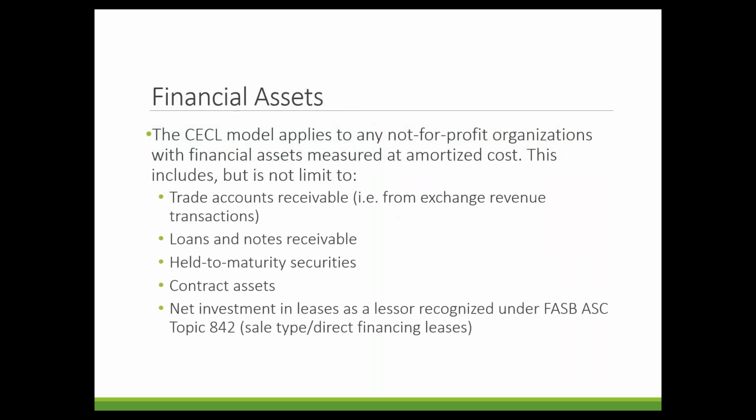So now let's look at the scope of this new standard. We already discussed that trade accounts receivable is an example, but outside of that, what exactly is a financial asset? And what's within the scope of the new CECL model? The new standard applies to financial assets measured at amortized cost, such as loans and notes receivable, held-to-maturity securities, contract assets, and certain leases where the not-for-profit serves as the lessor.